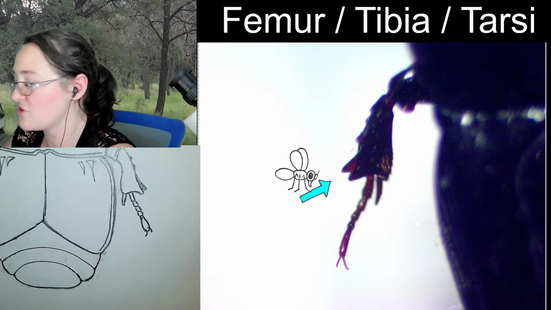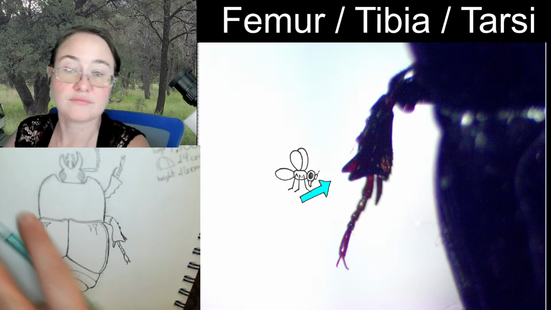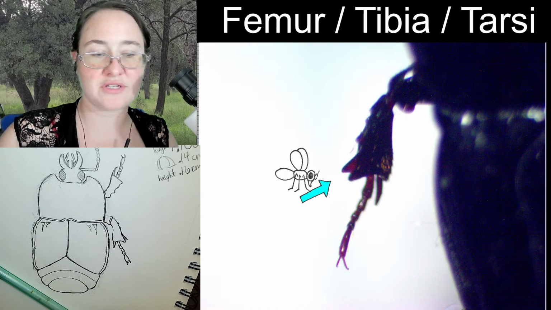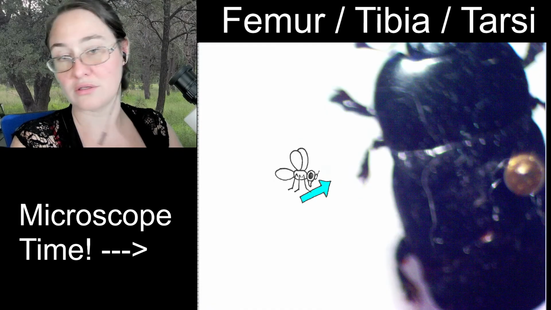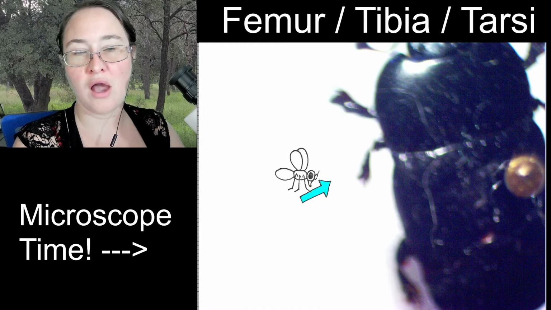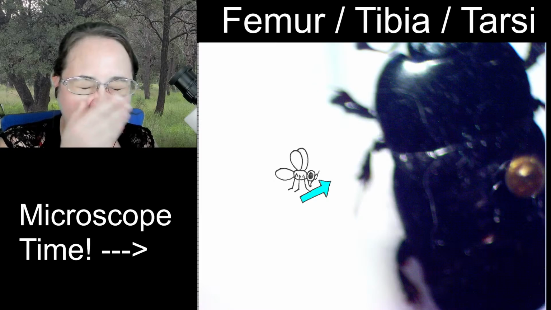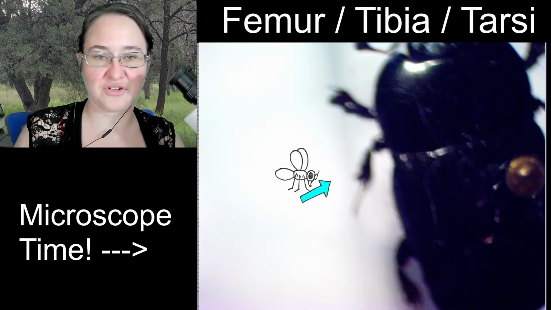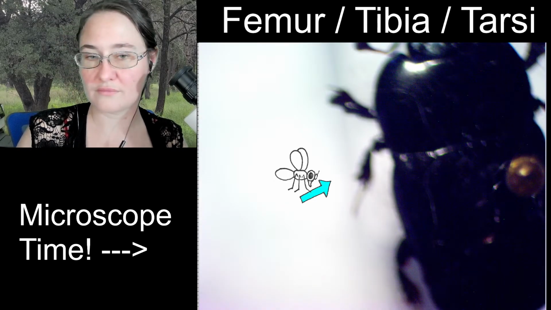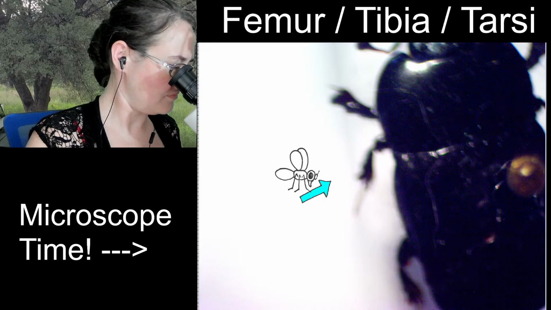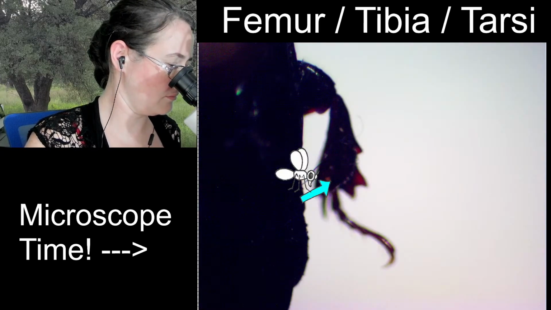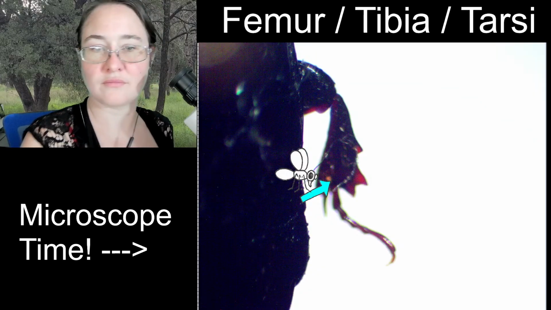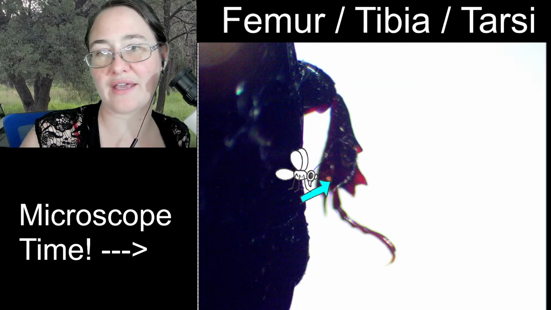So now all we have to draw is the hind leg. And I think I may have drawn the tarsal segments just a little bit too big. I think it actually looks okay. And this is the hind leg.